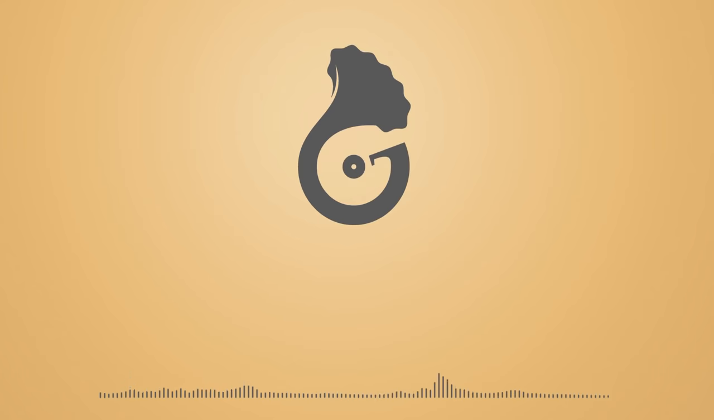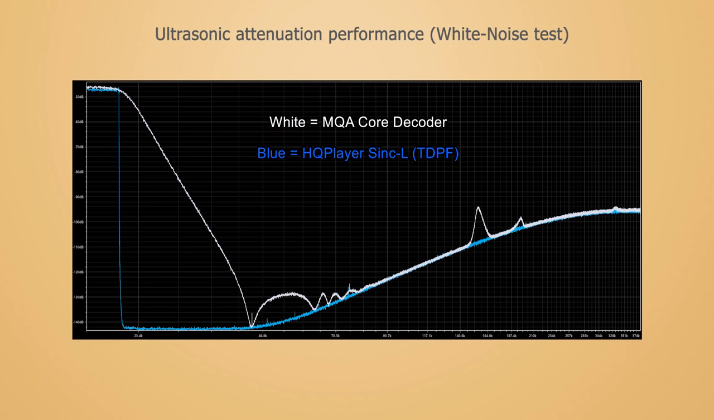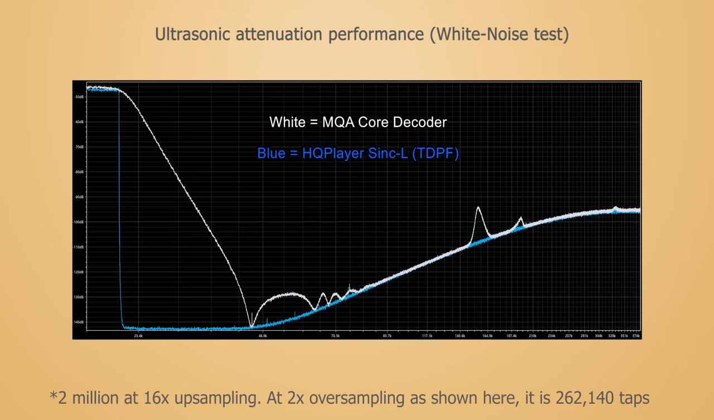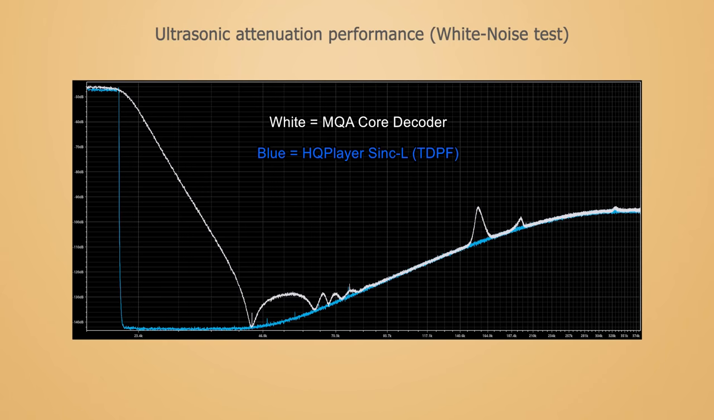Using the white noise portion of my track, I was able to look at the ultrasonic attenuation performance and filter design of MQA's unfolding filter. The white line here shows MQA's filter, and the blue line shows HQ Player's Sync L filter as an ideal reference. This is a 2 million tap filter, similar in design to that of the Chord M scaler, if you're familiar with that. MQA's filter has really poor attenuation, as well as strange patterns in the ultrasonic range. This is why ultrasonic content's being added.